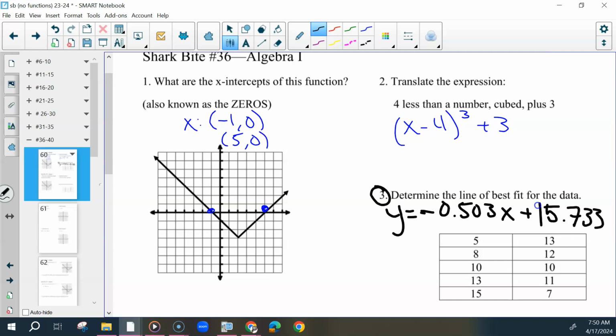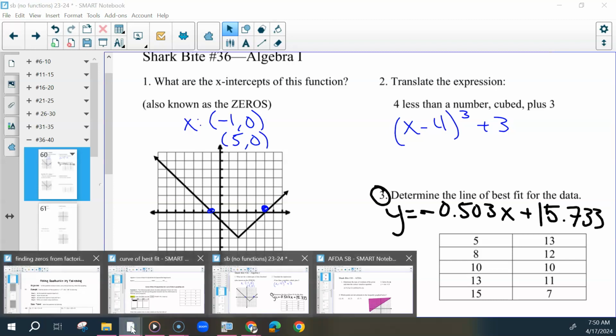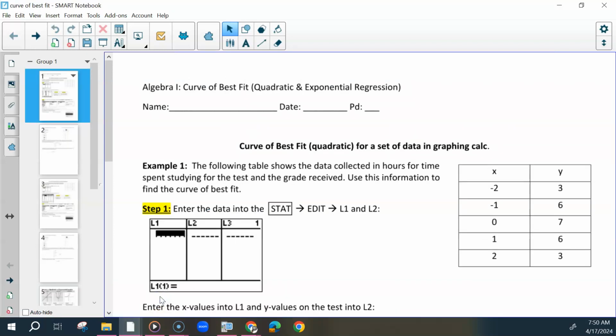Make sure you hold on to this shortcut answer sheet. This one will also be formative once we finish through 40. And then everyone look at your notes, and go grab an iPad if you haven't, for quadratics and exponentials.